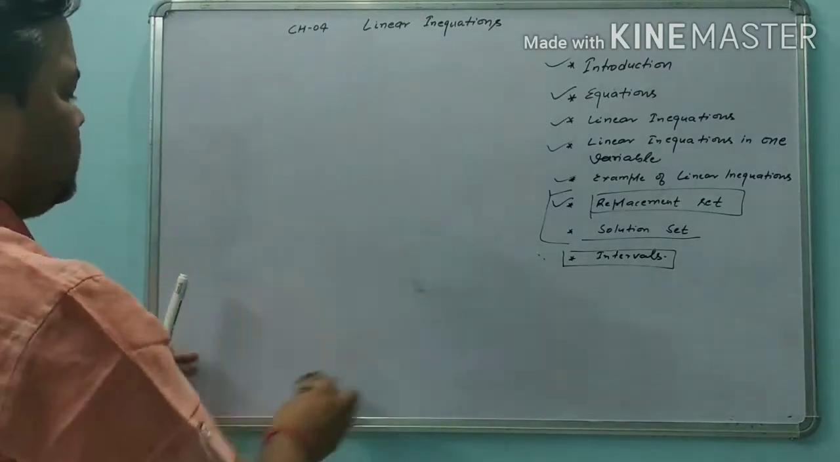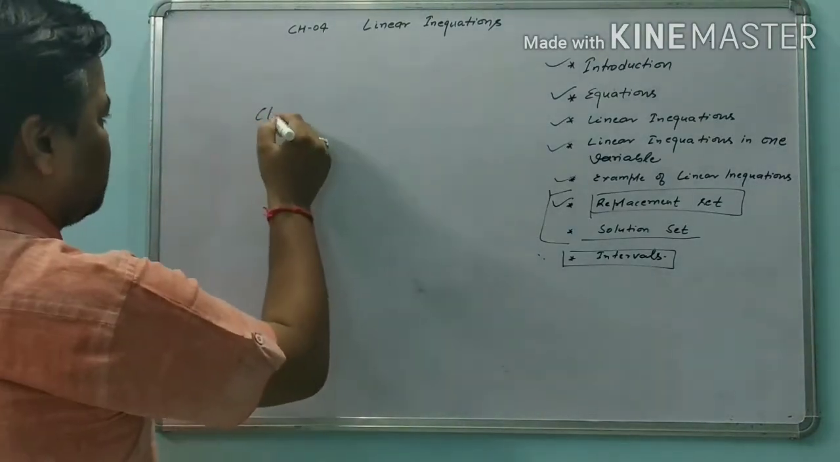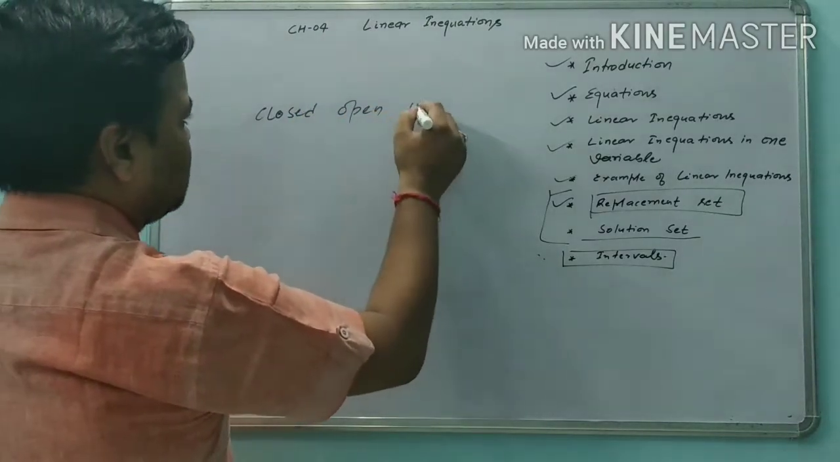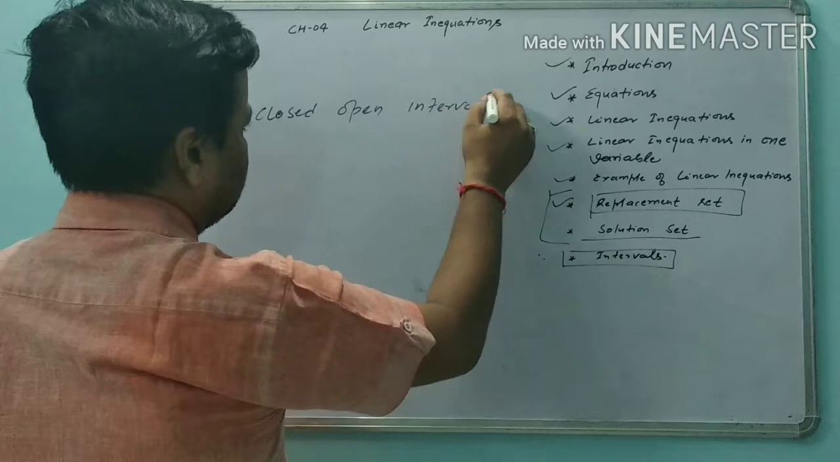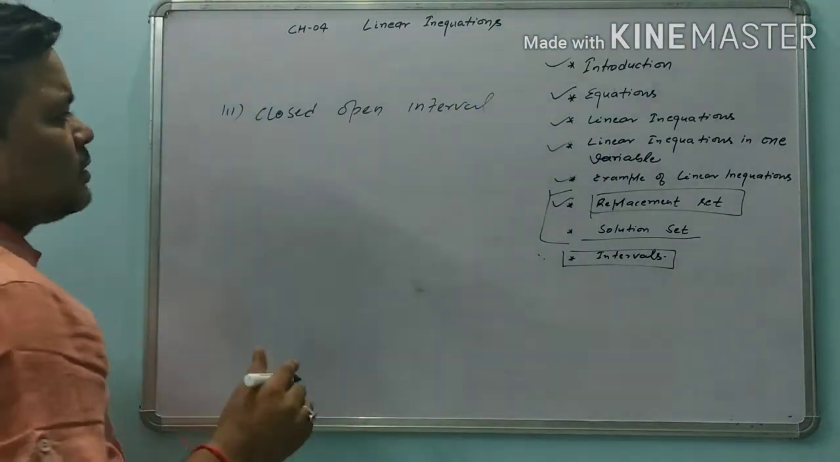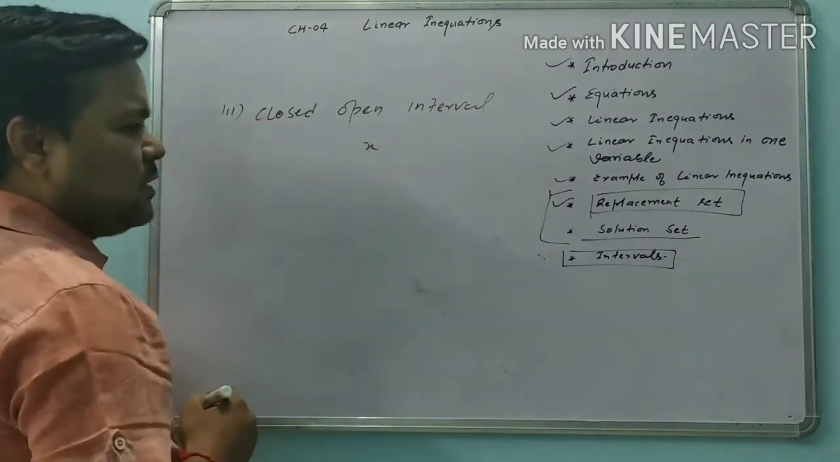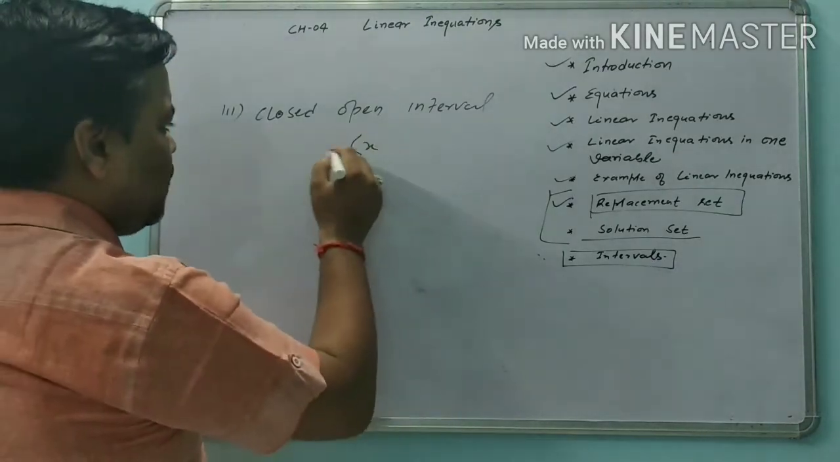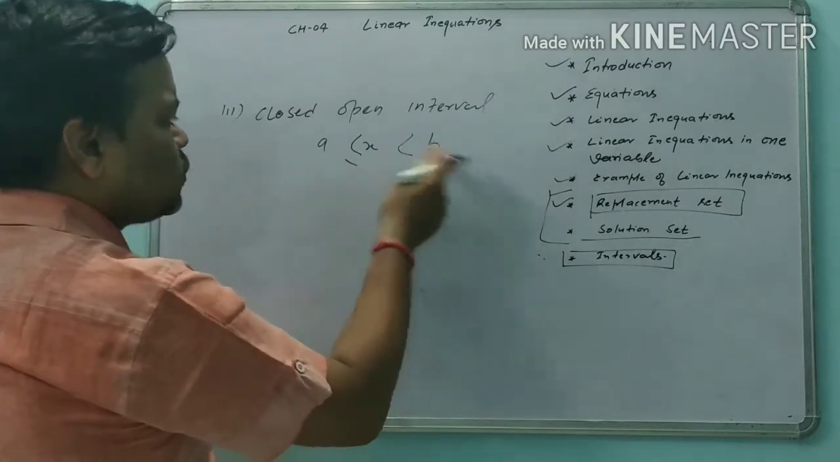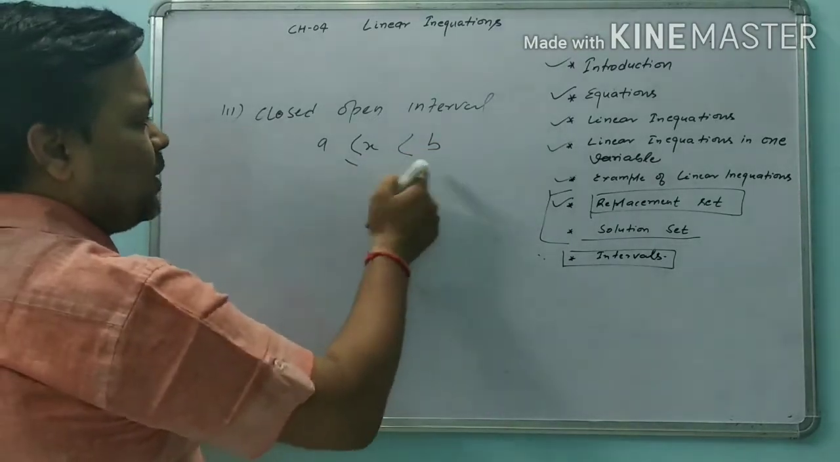Closed open interval. The third type of interval is the closed open interval. Consider a condition in which, after solving the inequation, we get it this way: here closed and here open. Closed open interval. This is called the closed open interval.